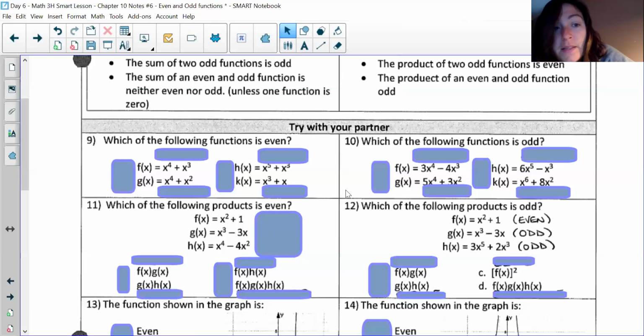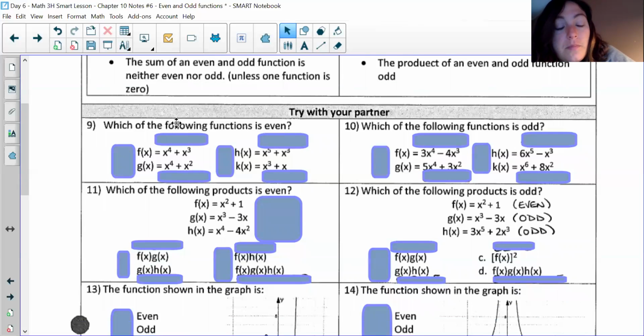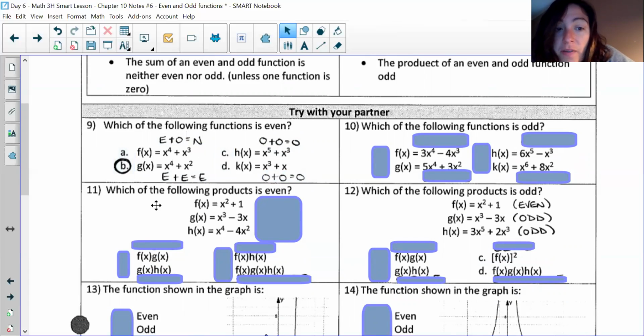So let's go ahead and try these. Which of the following functions is even? So the first one, we have an even plus an odd, which is nothing. Even plus even, which is even. Odd plus odd, which is odd. Odd plus odd, which is odd. So our answer is g of x.